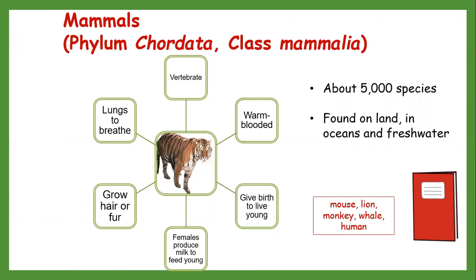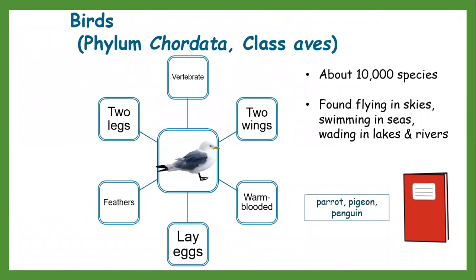Okay, let's move on to the next group. The next group is birds. Birds have vertebrae. They have 2 wings. They're warm-blooded. They lay eggs. They have feathers. They have 2 legs. There are about 10,000 species of birds, and they are found flying in the skies, swimming in the seas, and wading in rivers and lakes. Some examples of birds are parrots, pigeons, and penguins.